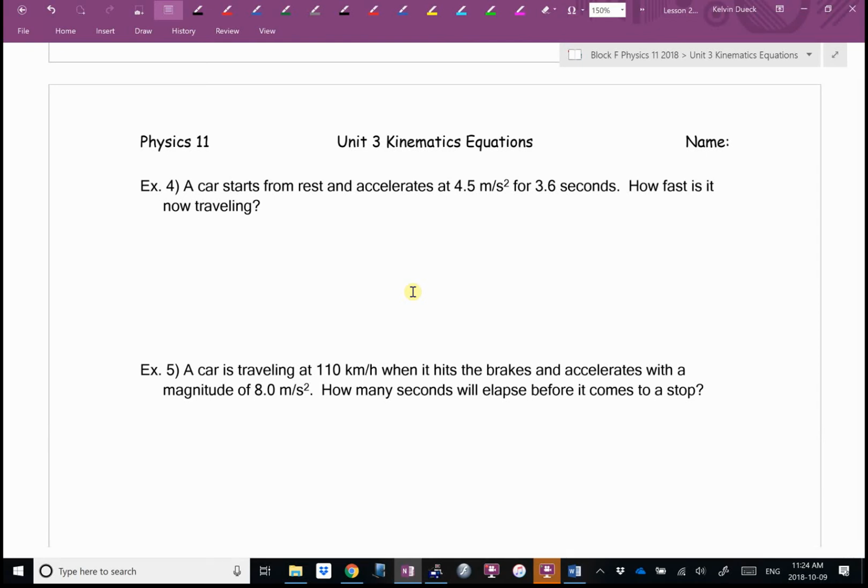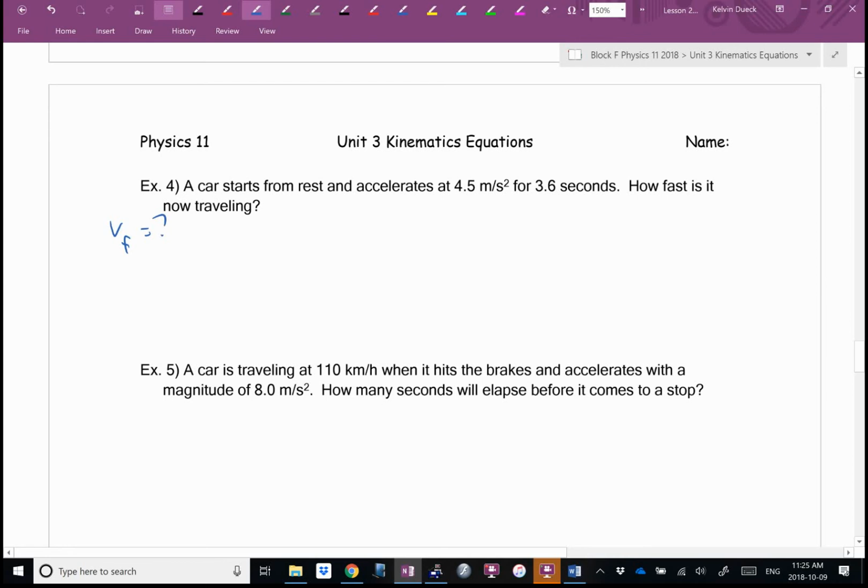Car starts from rest and accelerates at 4.5 meters per second squared for 3.6 seconds. How fast is it now traveling? Chad, what's example 4 asking me to find? Which one? Initial or final? And from now on, if you say speed or velocity, I'm going to say to you, which one? Initial or final? You're just going to have to read the question and look at the timeline and say, okay, is this at the start or is it at the end? So which one? Initial or final? Yep. Everybody, let's write down VF equals question mark.